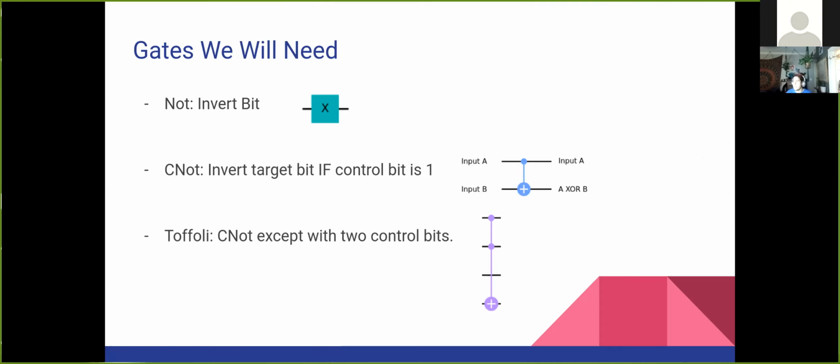Toffoli is just like that, but extended to 2 control bits. So the same concept: if the control is 1, we do a NOT, except here, if both controls are 1, then we do a NOT. That's the idea behind Toffoli. It's just an extension of the conditional NOT.